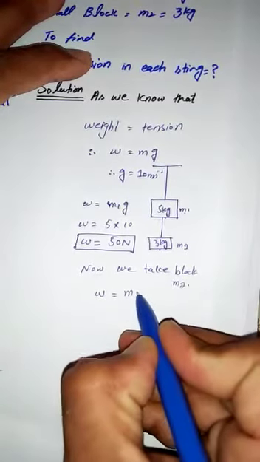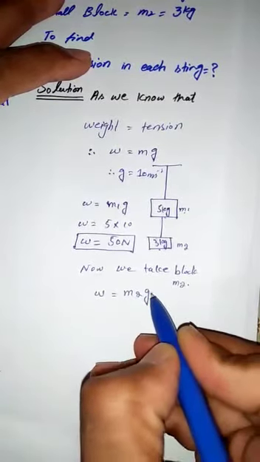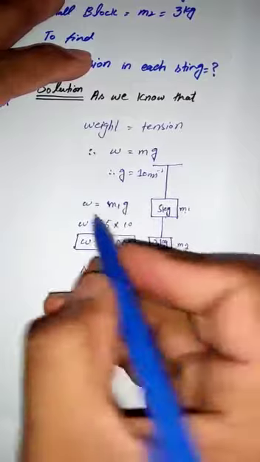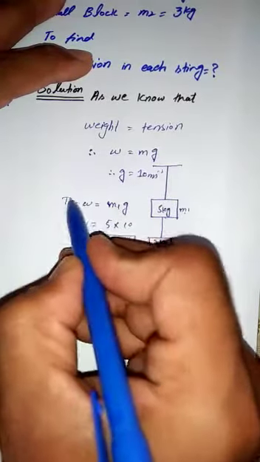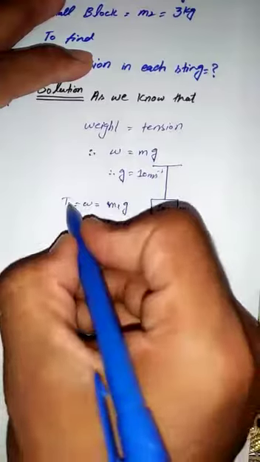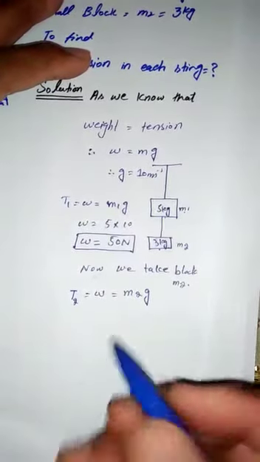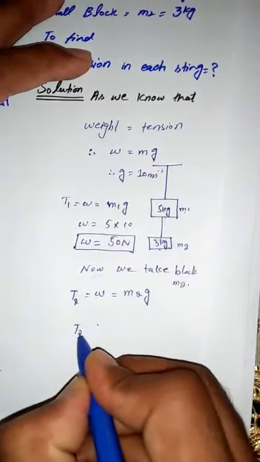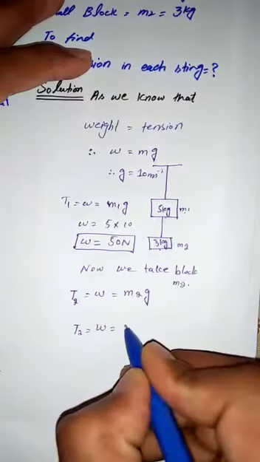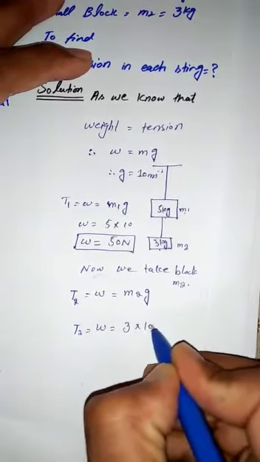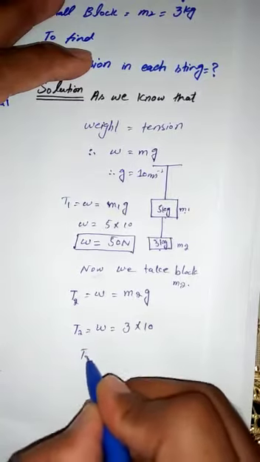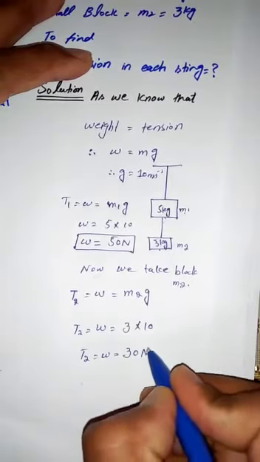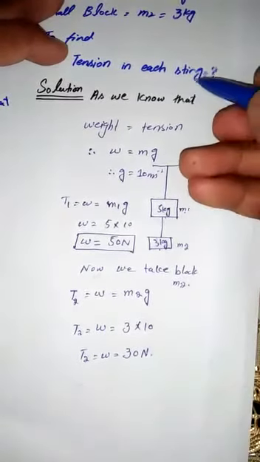W is equal to m2 g, and that is equal to tension T2, and the first one is tension T1. T2 is equal to W is equal to m2, which is 3, multiplied by 10. T2 is equal to W is equal to 30 Newton, and we have to find the tension in each string.